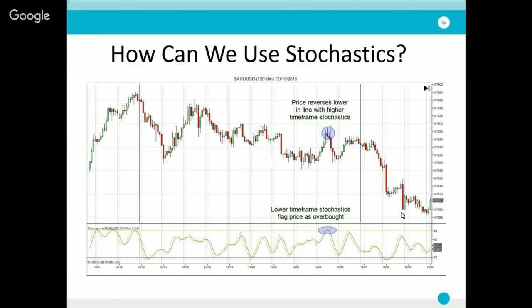Now, another way that we can use the stochastic indicator is to trade divergence. And this is where we start to get a bit more strategic with our indicator use. So divergence is where we identify moves in price which aren't supported by the indicator, and where the indicator is signaling to us that moves we're seeing in price are vulnerable to a reversal.